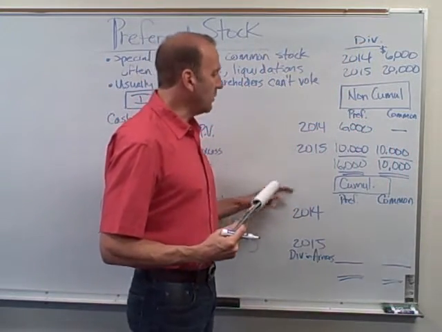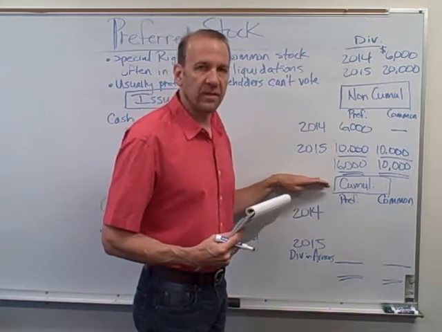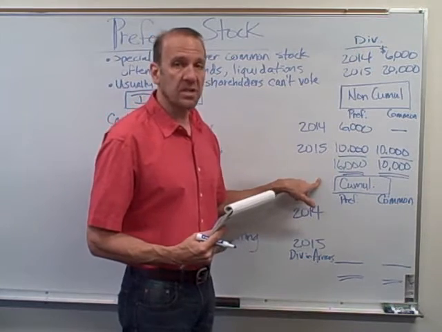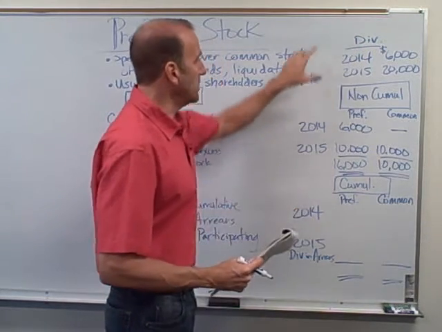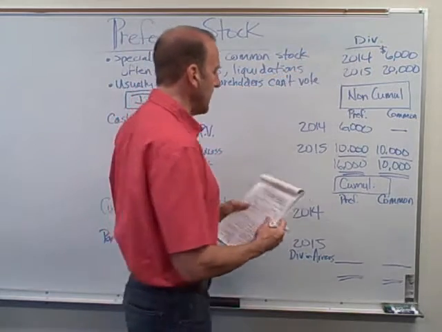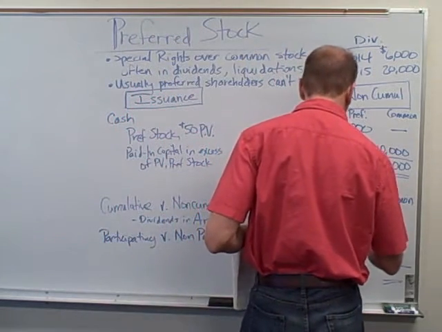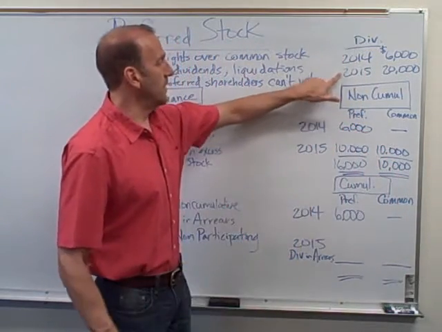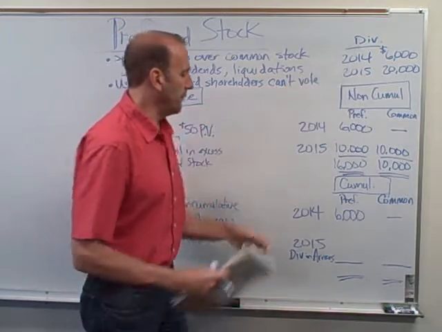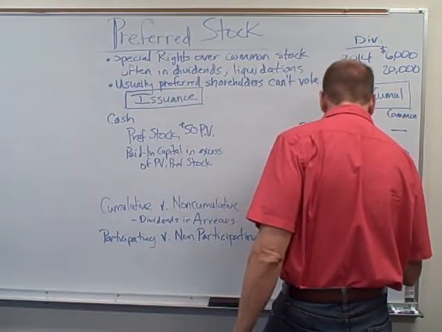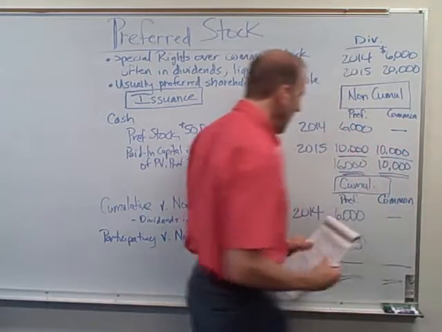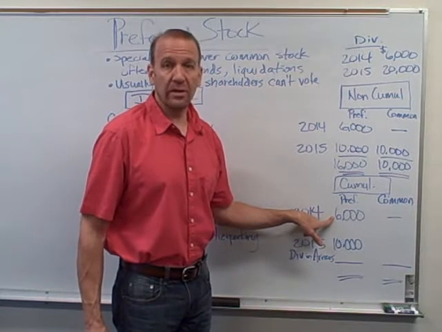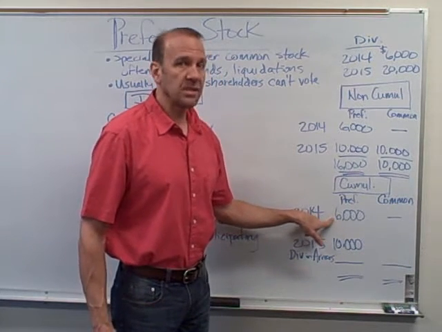All right. Now let's look at this if it were cumulative preferred stock. We're going to use the same information. In 2014, they get $6,000. Nothing changed there. Common's not going to get anything. Now, here's the difference. In 2015, preferred get their $10,000, but they should have been paid $10,000 in 2014. That's what they were entitled to. So there's $4,000 that they have not received.